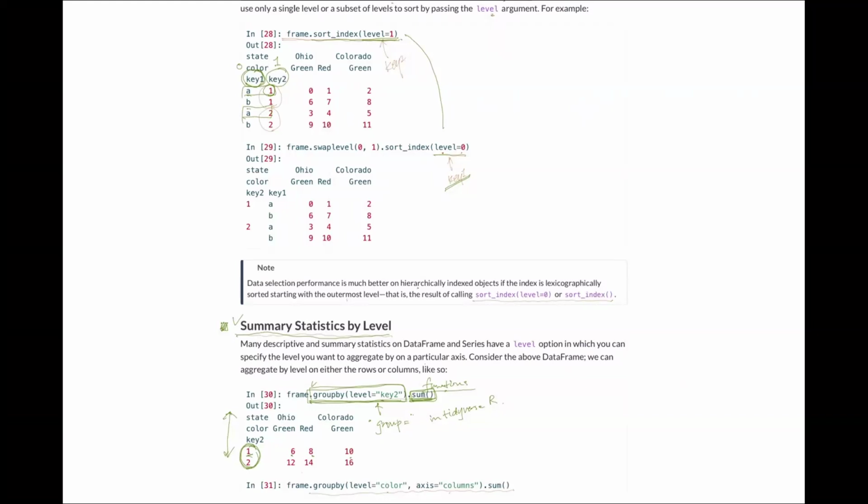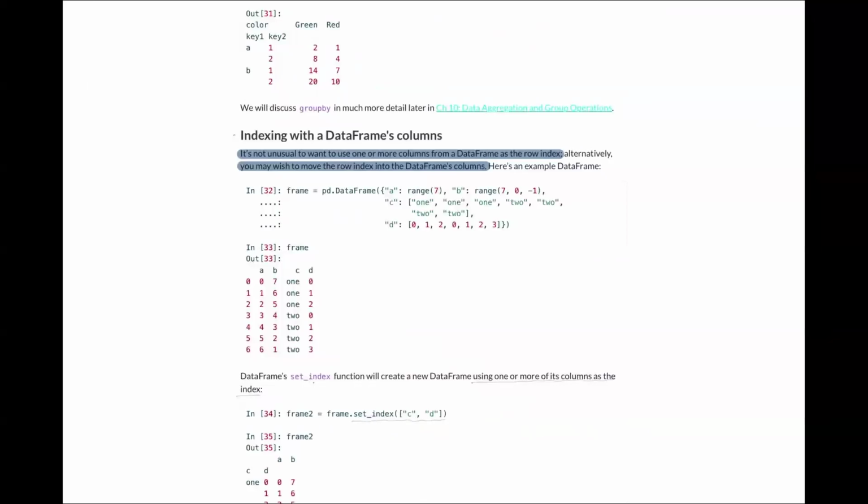And also group by the color, or by the column, sum means we can aggregate by column. Okay.